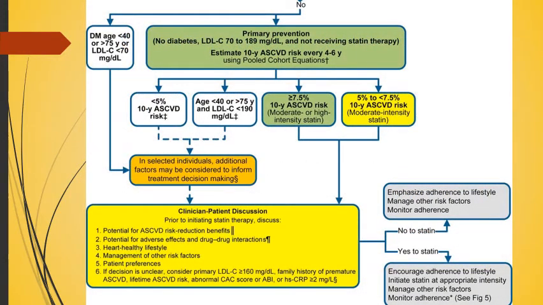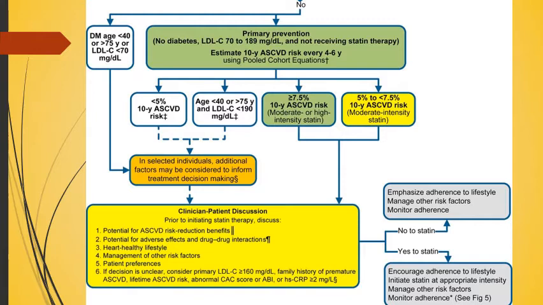On this part of the algorithm, now we're getting into patients that are either not diabetic or they don't have really high LDLs, and we want to calculate their ASCVD risk. If you look here at the green box, the smaller one, if you have a greater than 10-year ASCVD risk, then you're a candidate for moderate or high intensity statins, whether or not you have diabetes or not.